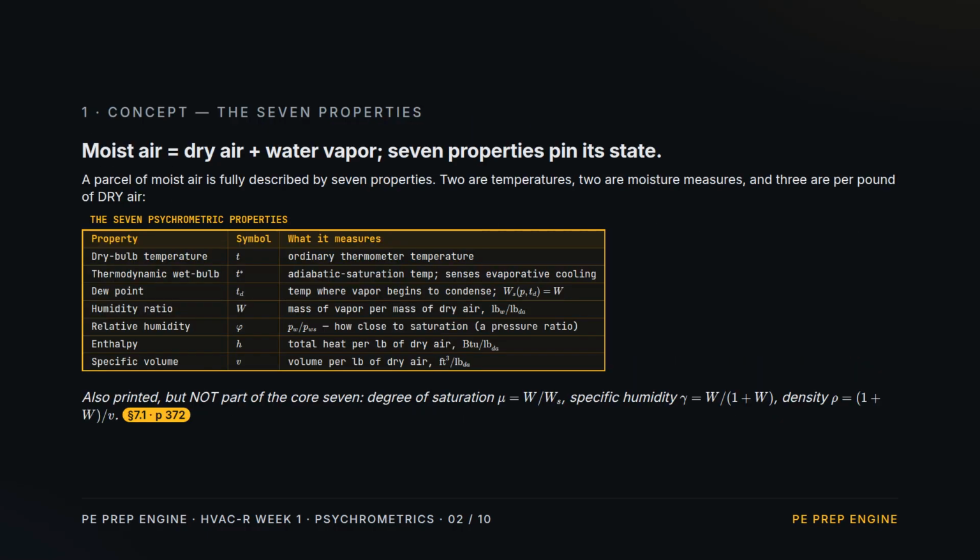Concept 1. The 7 properties. 2 are temperatures: dry bulb, the ordinary temperature, and thermodynamic wet bulb, which senses evaporative cooling. Dew point is where vapor begins to condense. 2 are moisture measures: humidity ratio, the mass of vapor per mass of dry air, and relative humidity, a ratio of vapor pressures. And 2 are per pound of dry air: enthalpy, the total heat, and specific volume. 7 properties, 1 state.